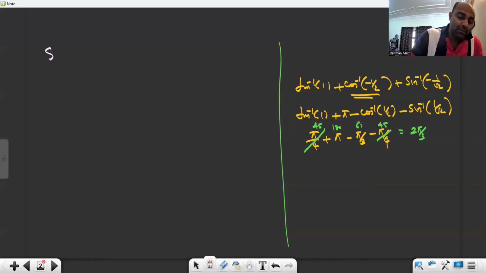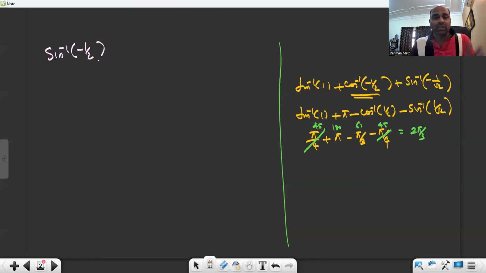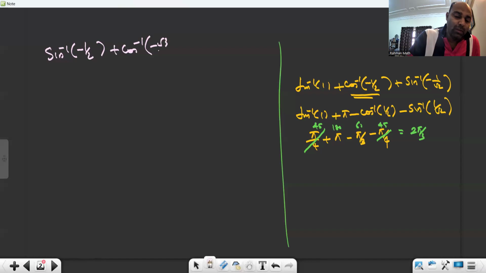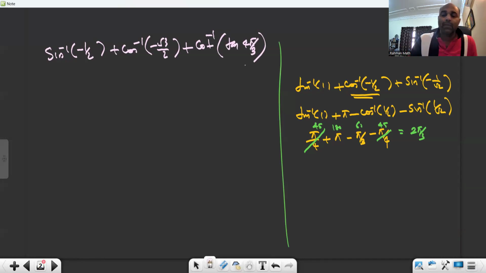Sin inverse minus half plus cos inverse minus root 3 by 2 plus cot inverse tan 4 pi by 3. When I'm telling something technical, write in your own language and your own words. Here one problem is there. I don't know whether you remember what you learned last year. Some people don't know how to find tan 4 pi by 3.